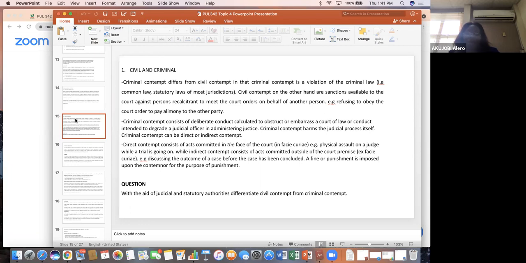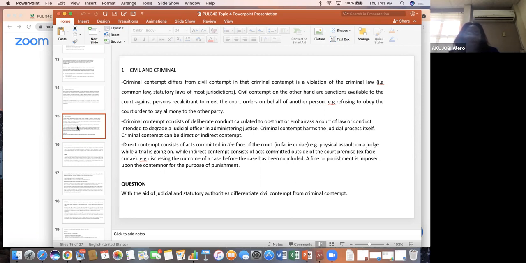And most times too, that is why when a case is pending before court, people don't discuss such cases. You wait for the outcome of the case before you start discussing the content of such a case. You don't discuss a case that is pending before the court outside. You wait to hear the decision of the court. If not, you could be punished for contempt of court.